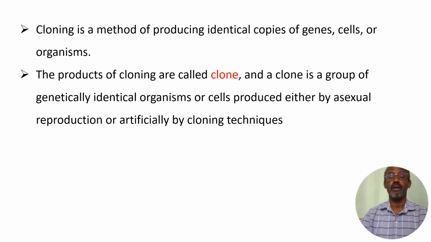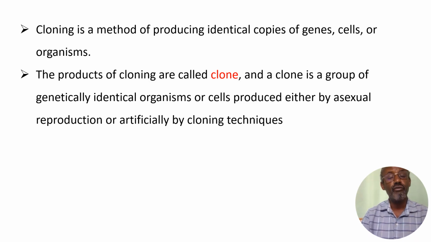When a bacteria is dividing by binary fission, one becomes two, two become four. This is cloning occurring naturally, whereas when you multiply genes under controlled conditions in a thermal cycler, it is artificial, in vitro cloning. You are cloning genes, and also organisms. A bacterium is an organism or a cell. Therefore, cloning is a method of producing identical copies of genes, cells, or organisms.